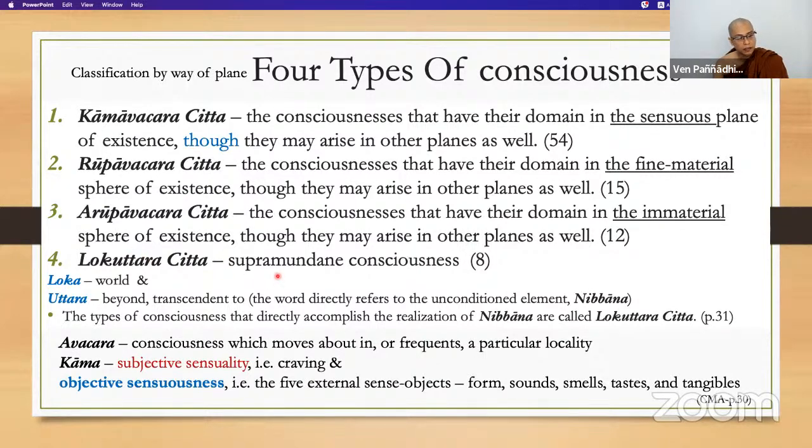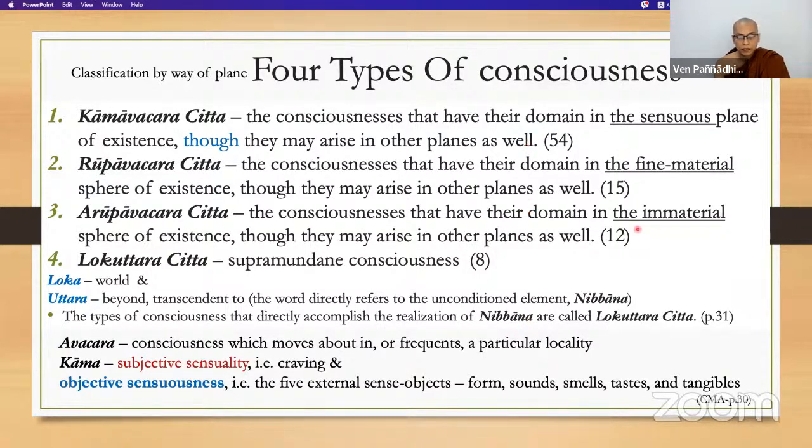And for the Lokuttara, already explained, when they arise, taking Nibbana as their object, they are in the process of transcending the world. That is why they are called Lokuttara. 8 consciousness are called Lokuttara. But if we identify all the ultimate reality as Lokuttara, we say Nibbana and Lokuttara citta. So Nibbana is also out of the world, regarded as Loka Uttara. So the 8 supramundane consciousness are called the supramundane realities or Lokuttara.